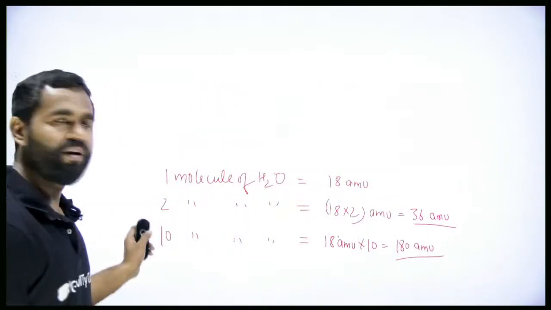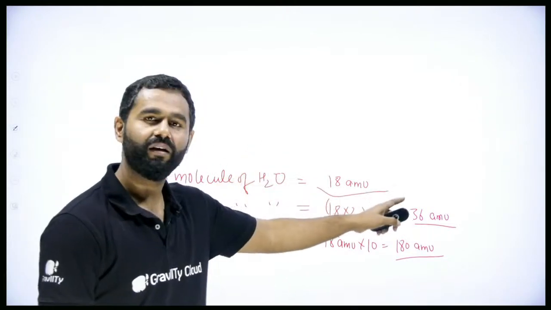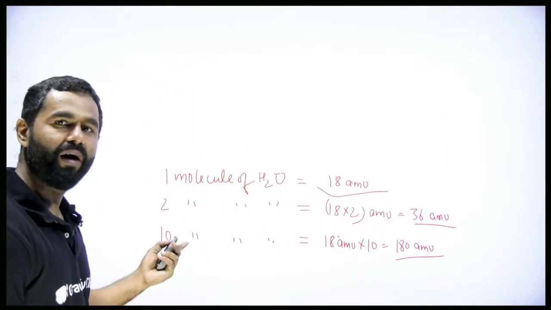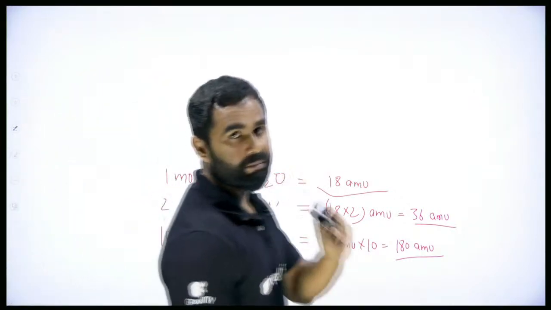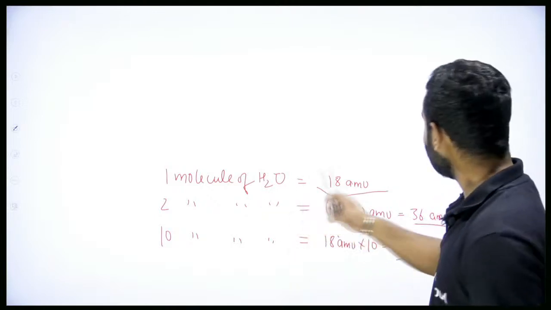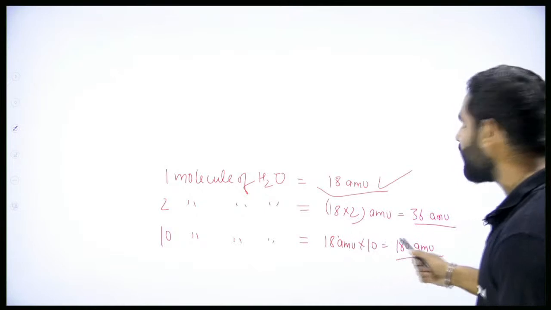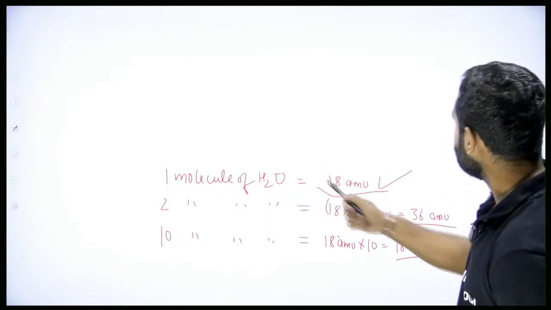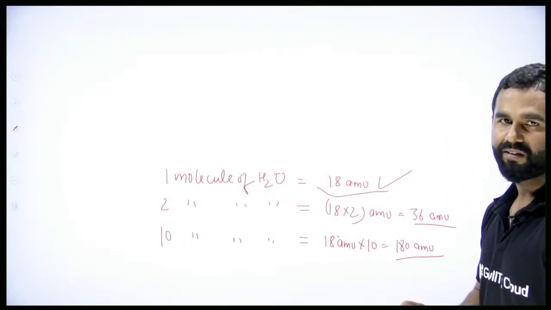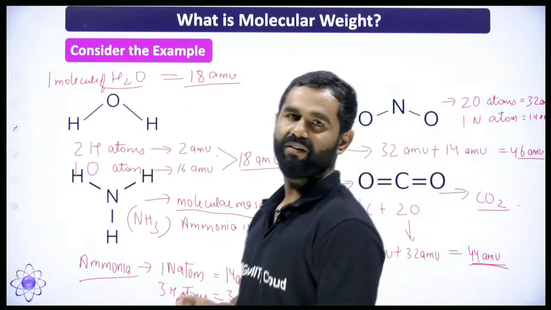Right? So simple. If one molecule has some mass, then a number of molecules will have mass equal to that number into the molecular mass. Like in the case of water, one molecule has mass 18 amu. Then 10 molecules have mass 10 into 18. 2 molecules have mass 2 into 18. Simple. Right? So this is the basic idea about the molecular mass.